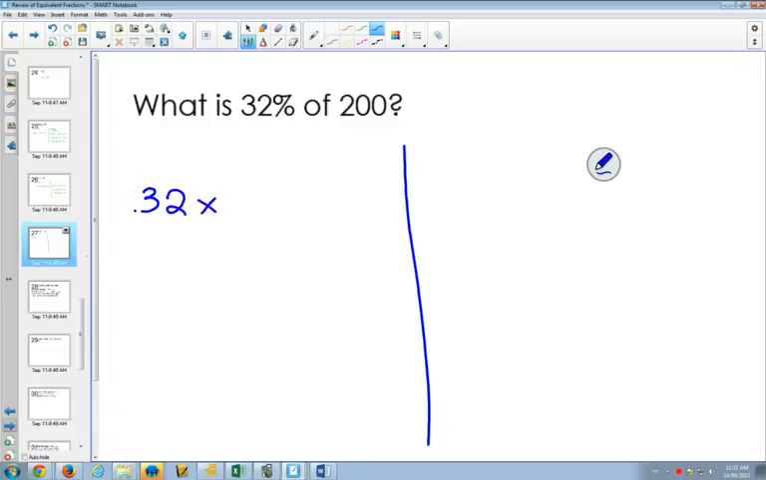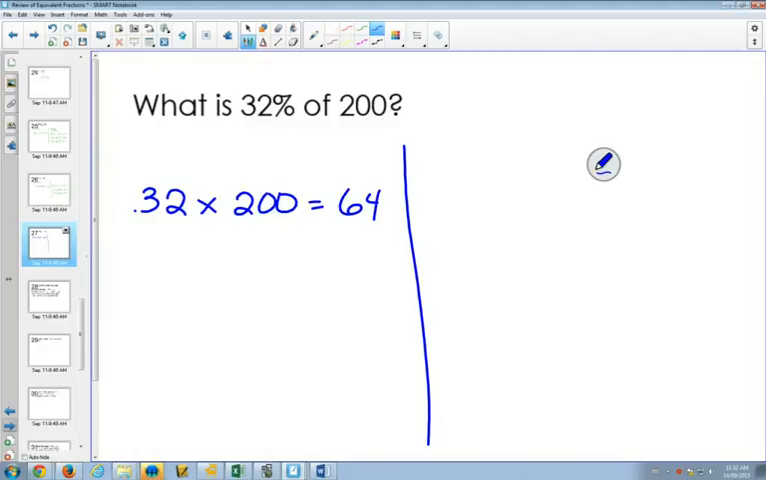How many people don't have a calculator here? Okay, so you have to do it the mental math way if you don't have a calculator here. You have your phone, which has a calculator on it. 0.32 times 200. Did you get 64 on your calculator?